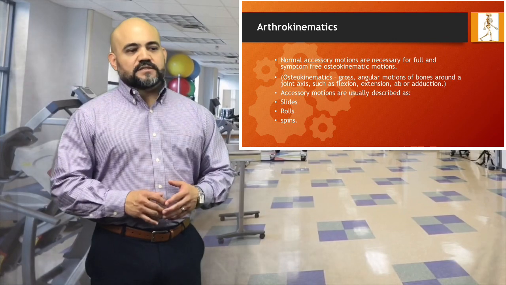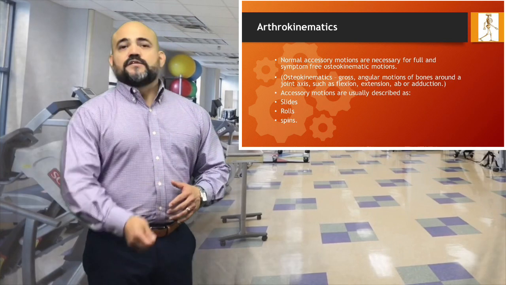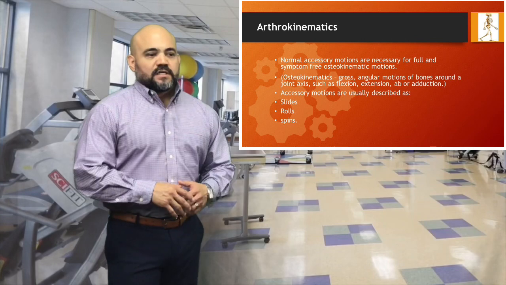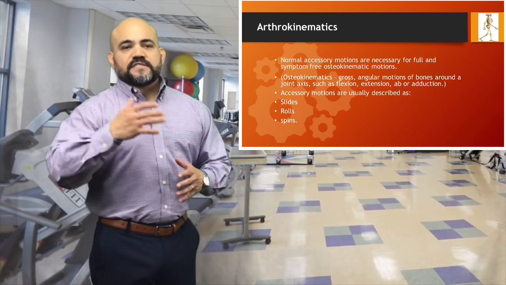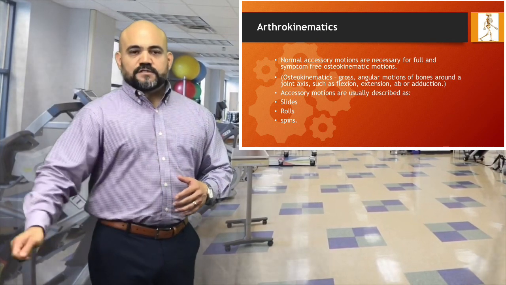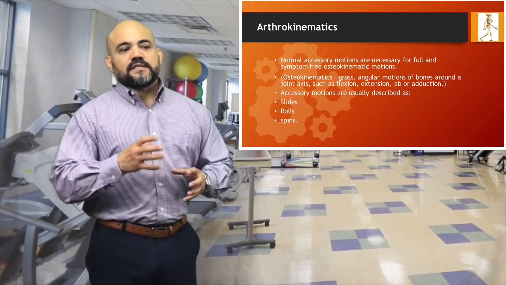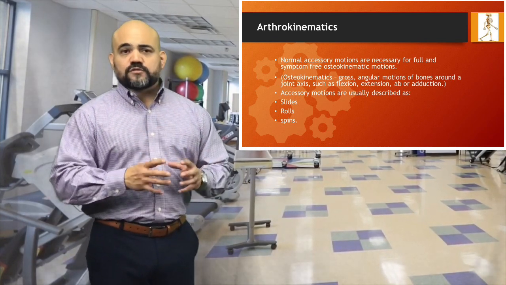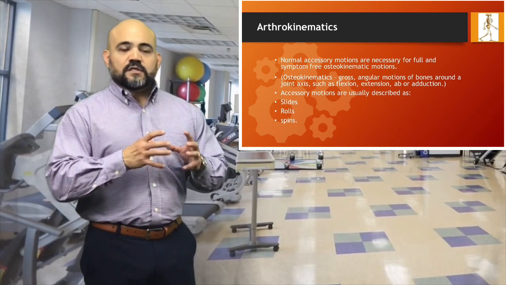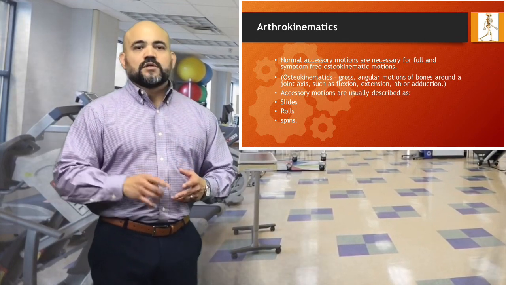Now, osteokinematics are gross angular motions of bones around a joint axis, such as flexion, extension, abduction, and adduction. So if you think about it as going from gross down to fine movements, the osteokinematics would be the gross motions, the arthrokinematics would be the motions inside the actual joint capsule, and then the convex concave rules come into play inside that capsule. Now those motions in there, called accessory motions, are usually described as slides, rolls, or spins.